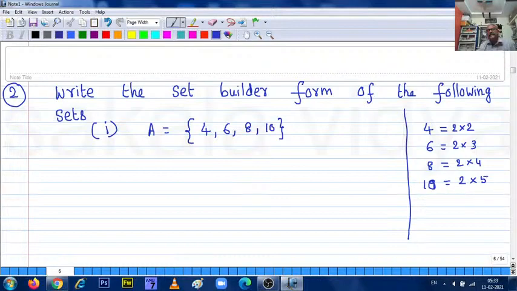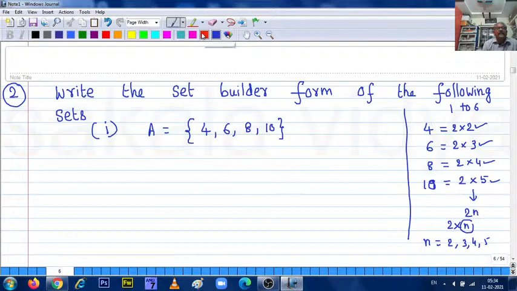See, 2 is fixed, the other is changing. So that means generally it will be in the form of 2n, 2 times something n. But what are the n values? 2, 3, 4, 5. So we can write n is a natural number which lies between 1 and 6. What are the natural numbers? 2, 3, 4, 5.